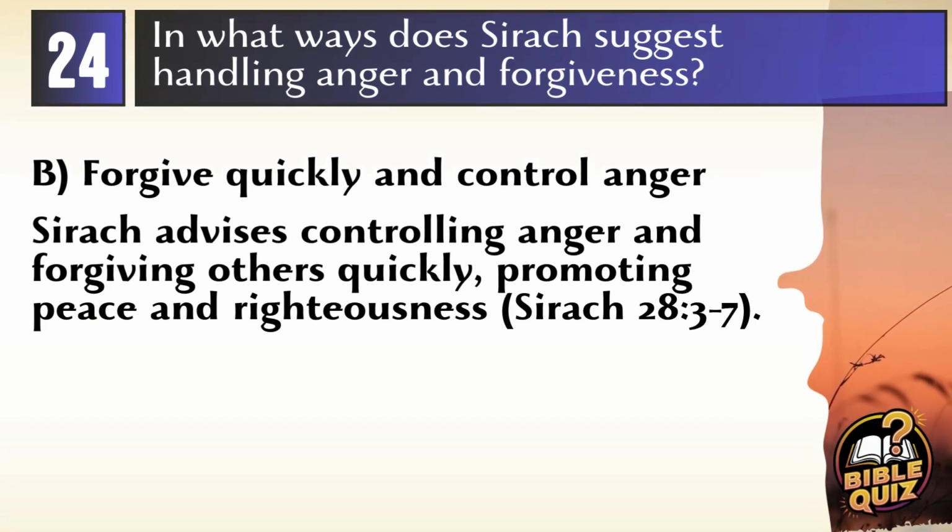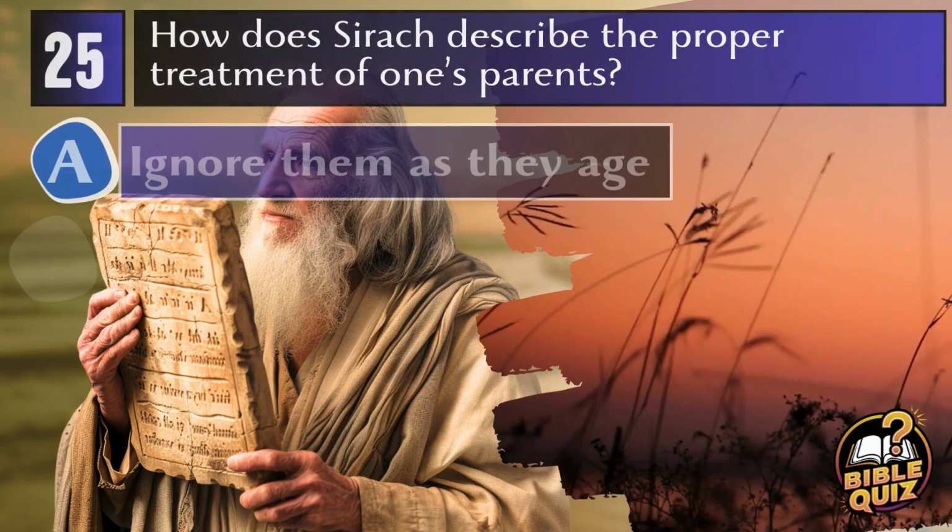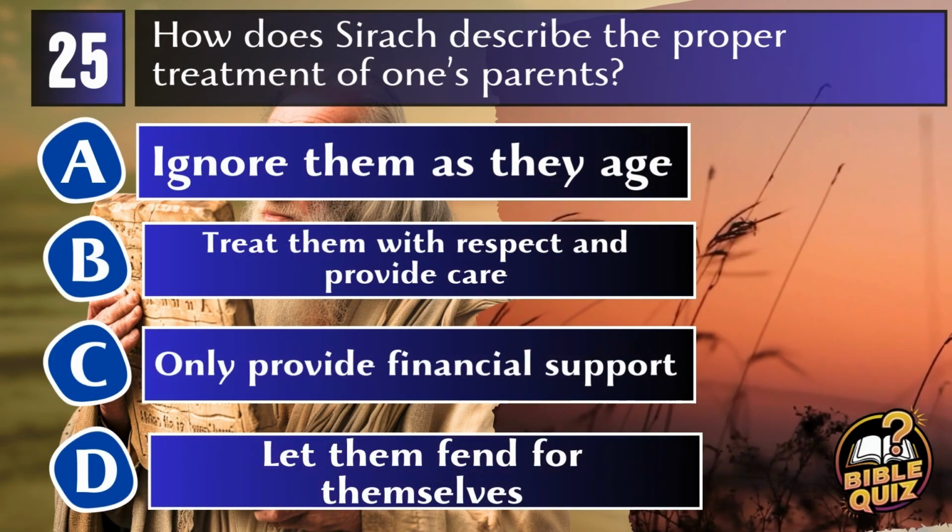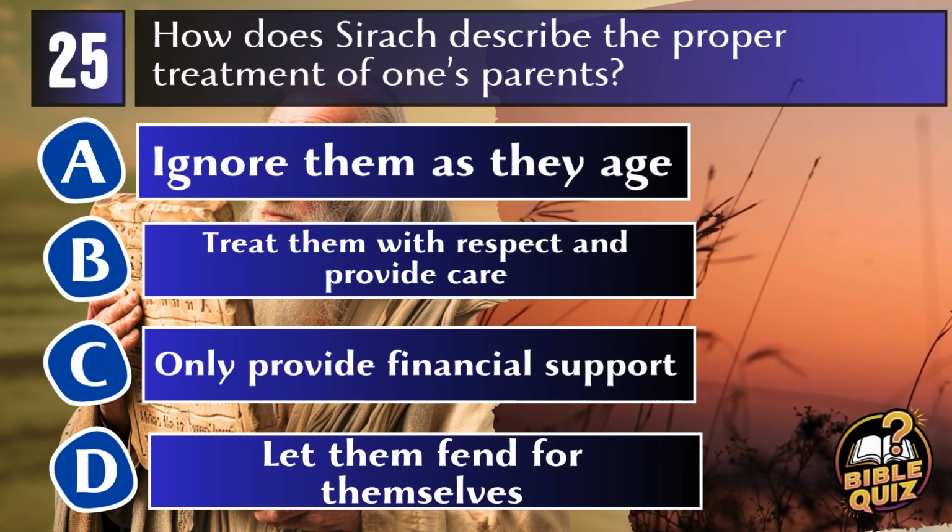Sirach advises controlling one's anger and forgiving swiftly to maintain peace and righteousness, emphasizing the virtues of patience and forgiveness. Sirach 28:37. Question 25. How does Sirach describe the proper treatment of one's parents?